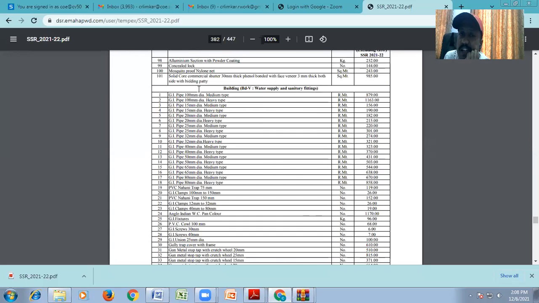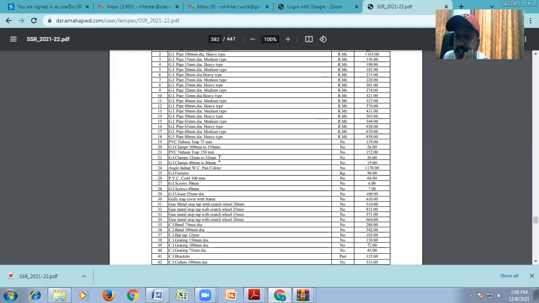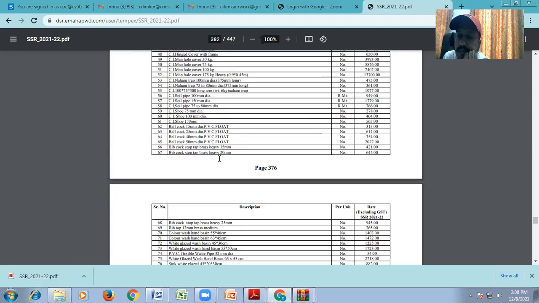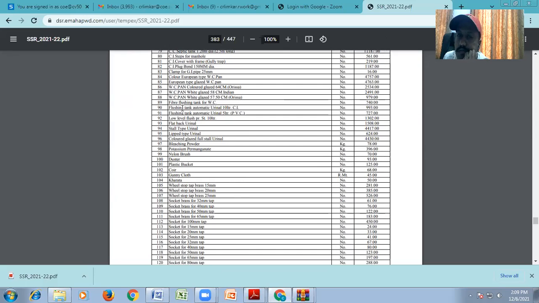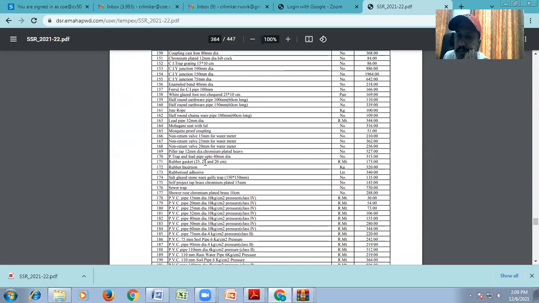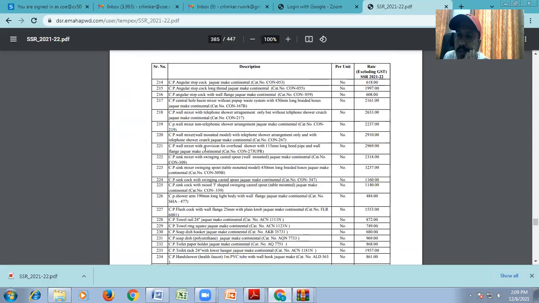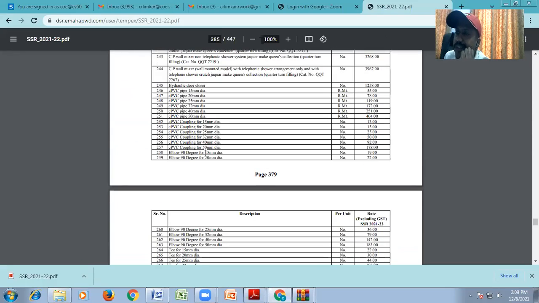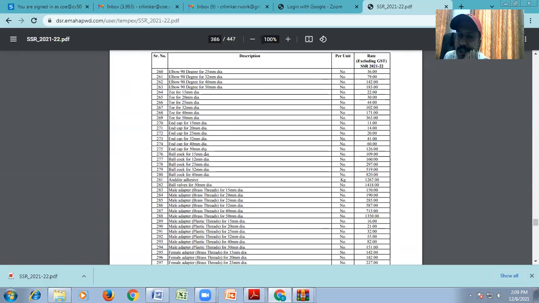See the water supply sanitary fittings, GI pipe 100 mm diameter, medium type, the rate per running meter is 879 rupees. Very costly nowadays, the GI pipes are. Then manhole, everything, all the rates they have given. Water closet pan, everything they have given. If you check the materials, we have more than around 1000 materials, I can say. Not only this, see elbow, 90 degree, 25 mm diameter pipe, water sanitary fittings.